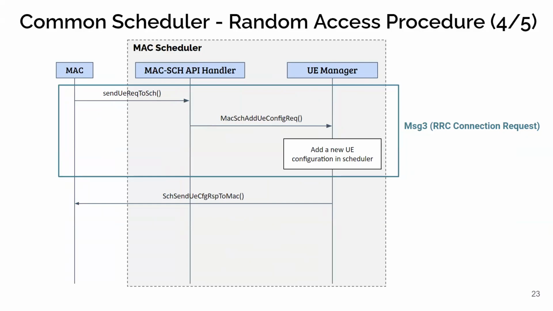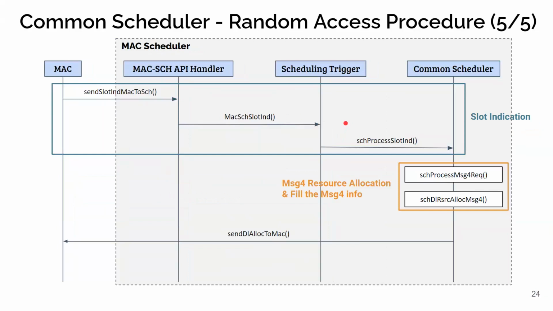And the MAC scheduler API handler also has a function called MAC scheduler add UE configure request and sends it to the UE manager. The UE manager, as I just mentioned, can add, delete, and modify the UE configuration only in the scheduler. So here the UE manager adds a new UE configuration in the scheduler. And then the UE manager will send a response to express that it has been added. So this is for the message 3 situation.